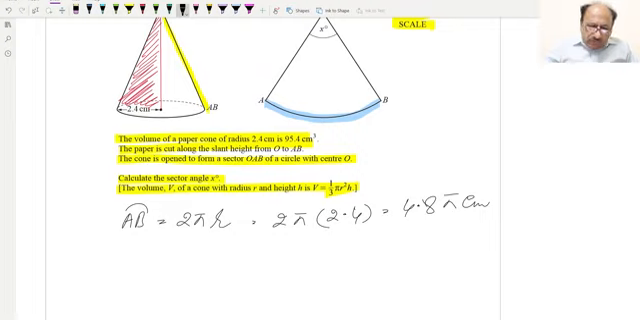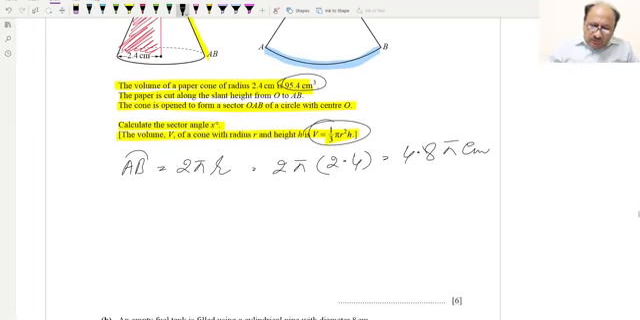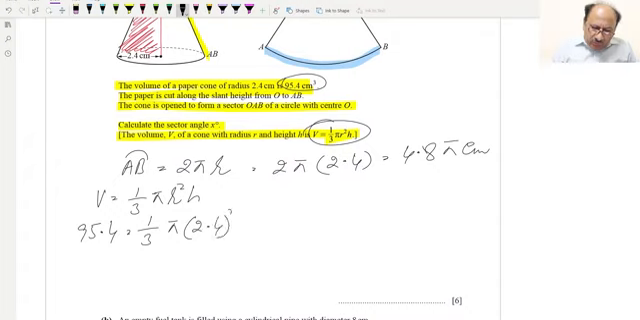Now what we can do, we can basically find this. They have given radius. Volume of the cone is given. Volume of the cone is 95.4. So we'll be applying this formula to find the value of H, and V is equal to 1/3 πr²H. So volume is 95.4 is equal to 1/3, and π and r is 2.4 squared H. So H will be equal to 3.